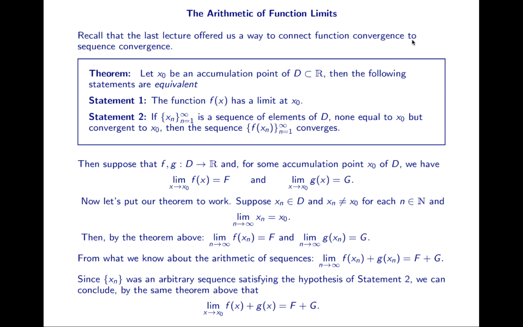Now, since xn was an arbitrary sequence, we know that statement 2 is true about the function f plus g. And because statement 2 is true about the function f plus g, then statement 1 has to be true about the function f plus g. So we've proven the sum result of function limits.